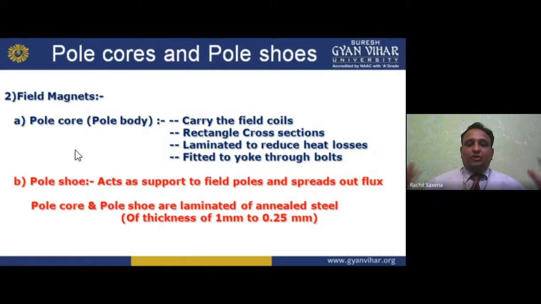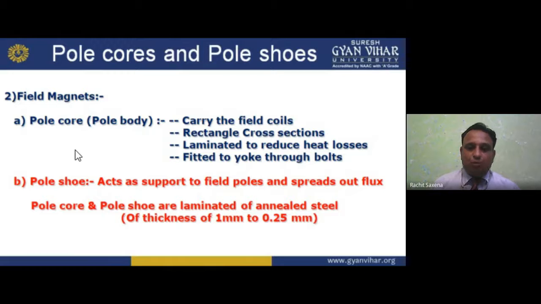So if I want to generate more flux or spread out the flux, I need a larger cross section. That is the pole shoe. It acts as a support to the field poles and spreads out the flux. Now, the pole core and pole shoe, to reduce the losses, are laminated of annealed steel of thickness 1 mm to 0.25 mm. So I hope you understand about the field magnets.